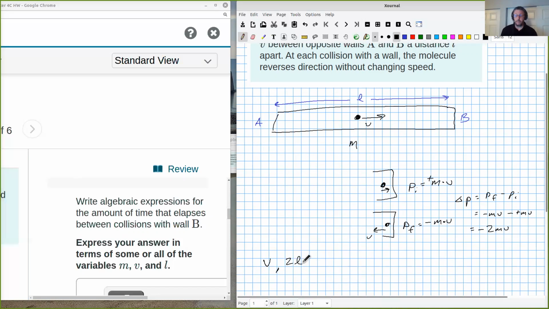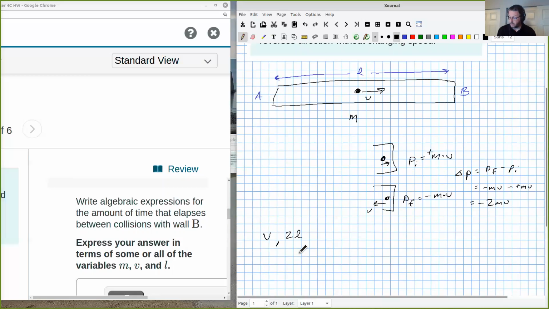And we know the relationship between speed and distance and time. So distance equals rate times time. Distance equals rate times time. The distance is 2L. The rate is V. The T is the thing that we're trying to find. So divide that V over to the other side, and you get the time between collisions is 2L over V.